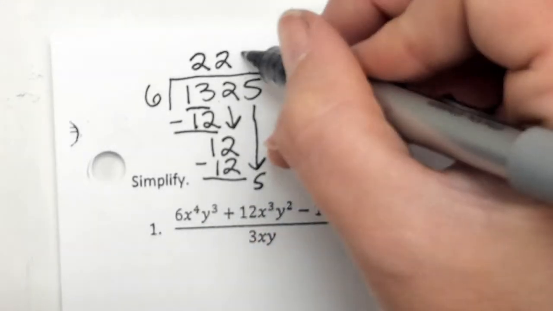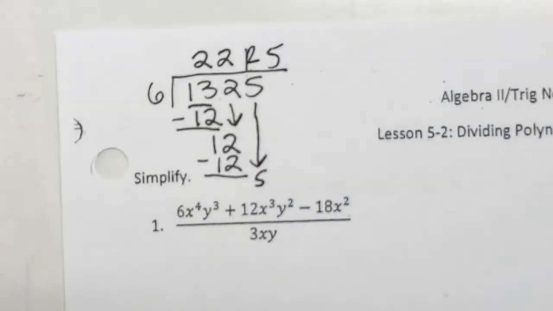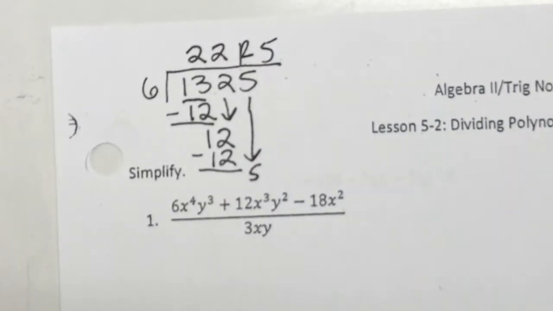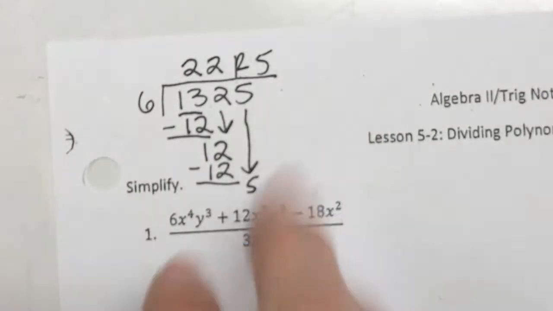So in elementary school you'd put like R5. Y'all remember that? No? Okay. So that's what we're going to be doing with polynomials. Kind of the same deal. So I'm going to leave that up there.